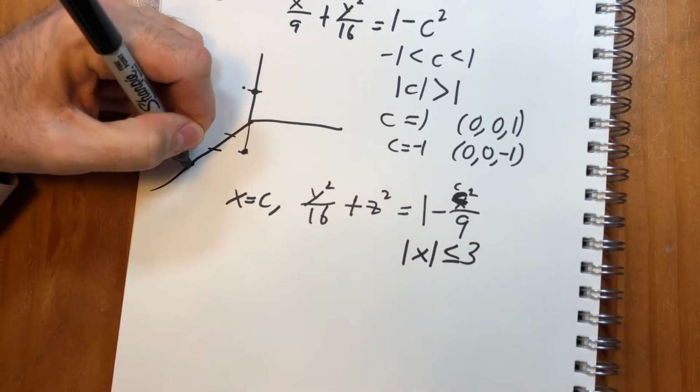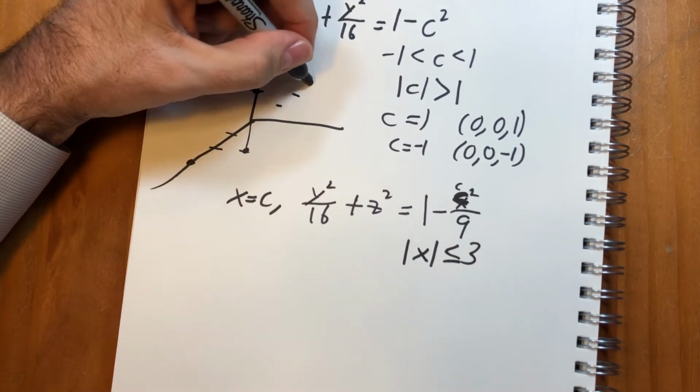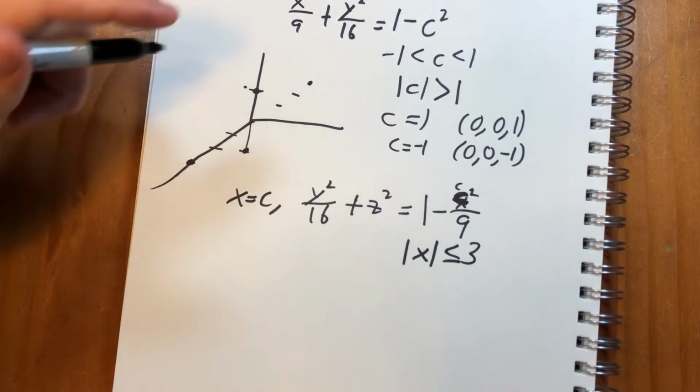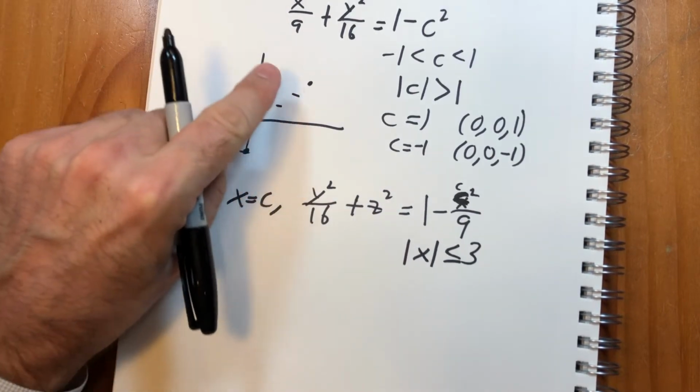So if x is 3, then it's just a point. And then if it's anything between 3 and negative 3, it's going to be an ellipse of some kind going this way.